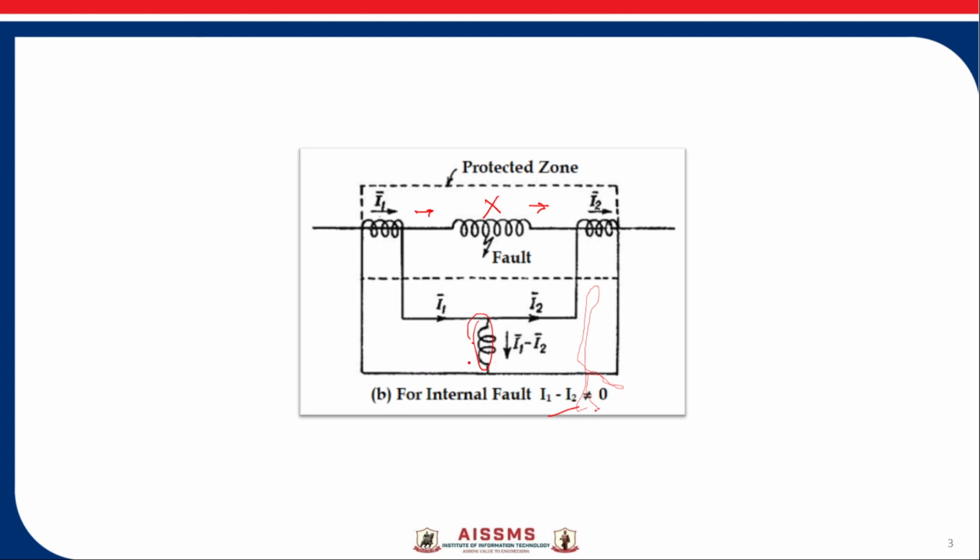So from this we can say that under external fault condition or under normal condition, the differential relay does not operate, but under internal fault condition there is unbalance. So there is a definite difference between the currents, and that vector difference flows through the relay coil, and the relay is going to operate.